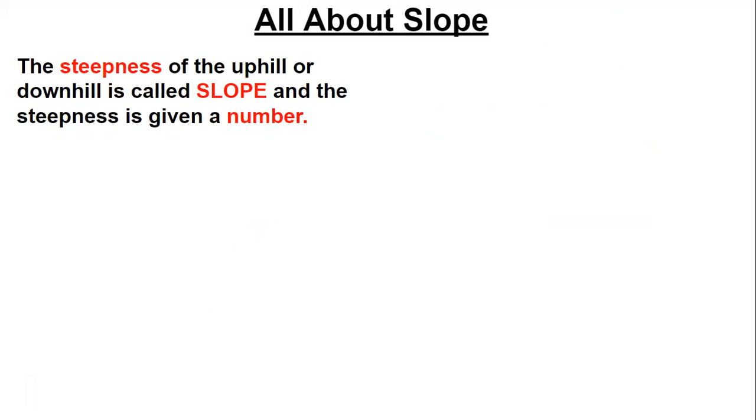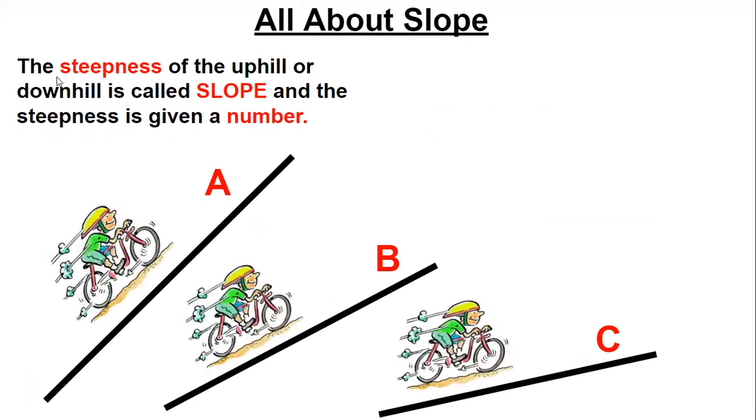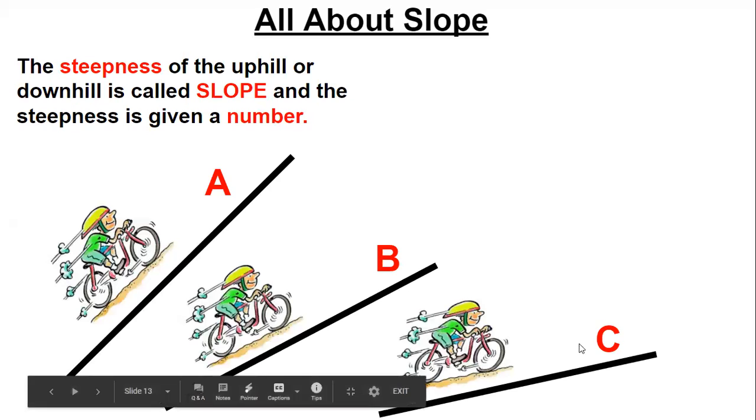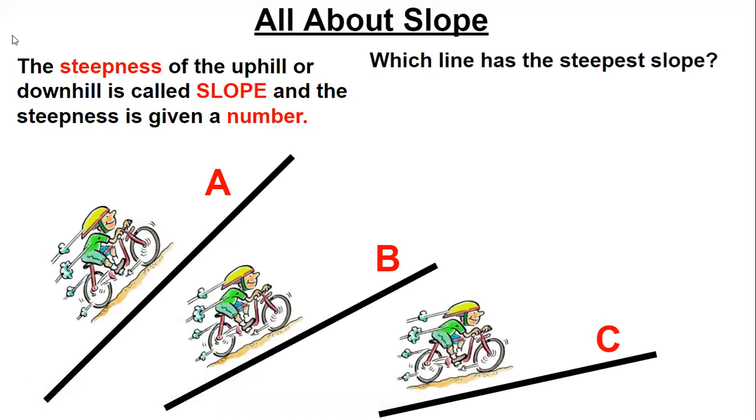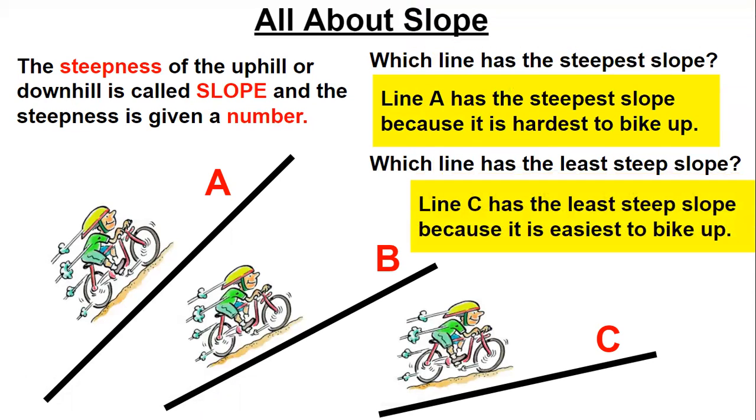The steepness of the uphill or the downhill is called slope, and the steepness is given a number. So here are 3 different slopes. Which one would be the steepest one to bike up? Yeah, A, right? A would be the steepest. Which one would be the least steep? Right, C. So which line has the steepest slope? Line A has the steepest slope because it is hardest to bike up. And line C would have the least steep slope because it would be the easiest to bike up.